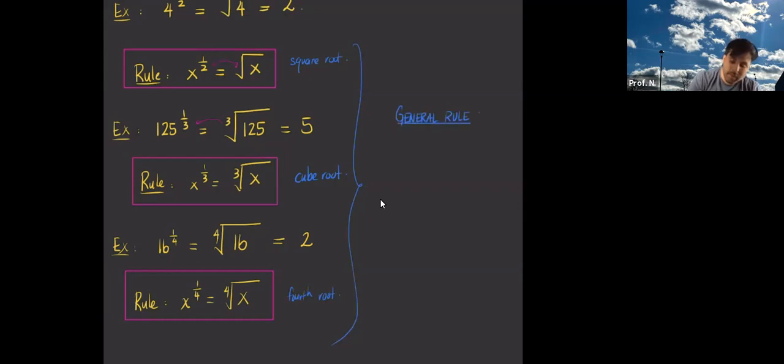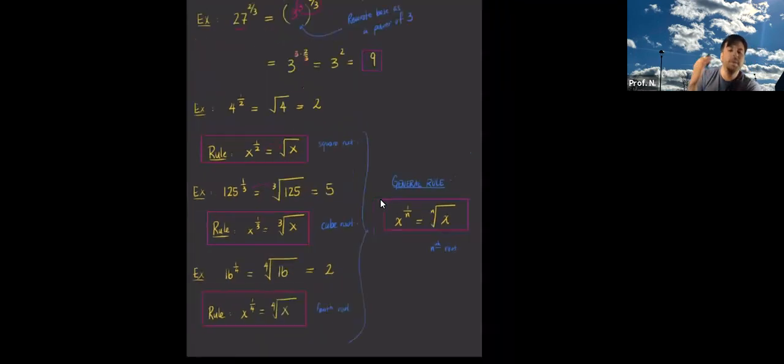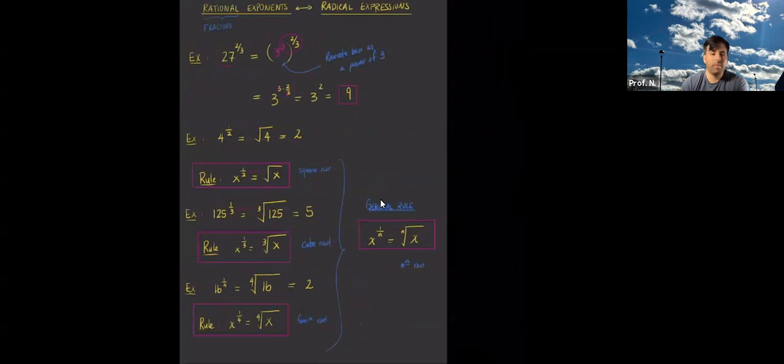The general rule is that if you take x and you raise it to the 1/n power, this is the same thing as taking the nth root of x. So this is the nth root. Okay? So slowly we're making the connection between fractional exponents and radical expressions.